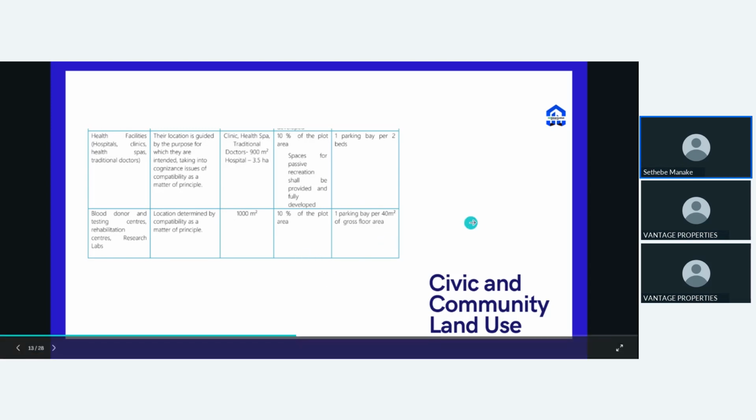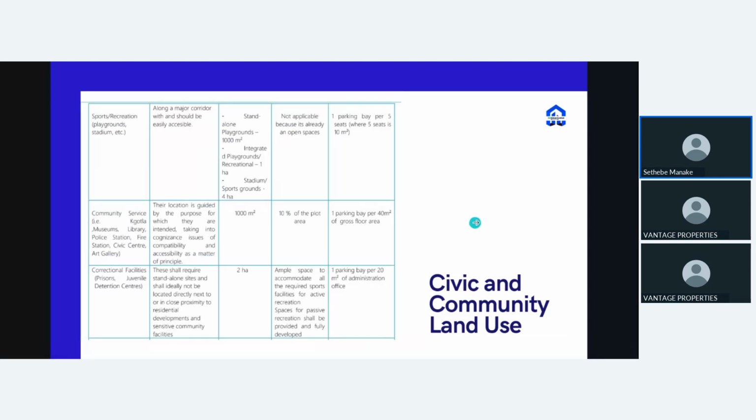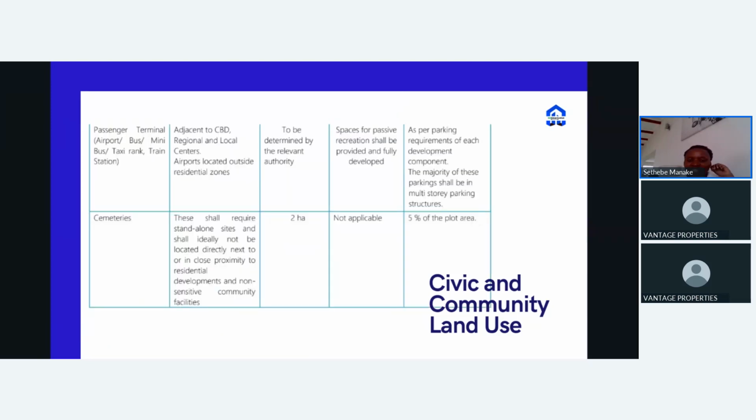Okay. And then recreation, sports, the playground, the stadium: civic and community. Community service, the Kotla, the museum, library: civic and community. Correctional facilities, prisons, detention centers: civic and community. So if you provide any of those services you should know you are changing to civic and community. Bus rank, training, civic and community. The cemetery is also civic and community, so you should know that too.